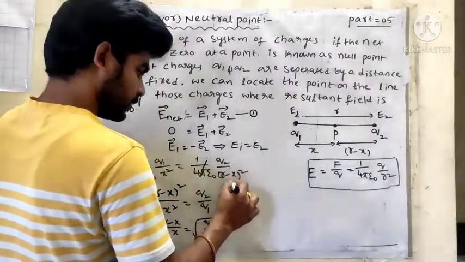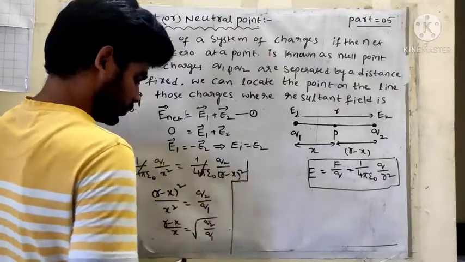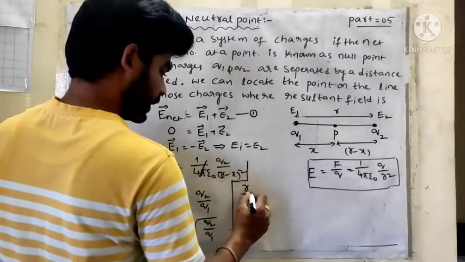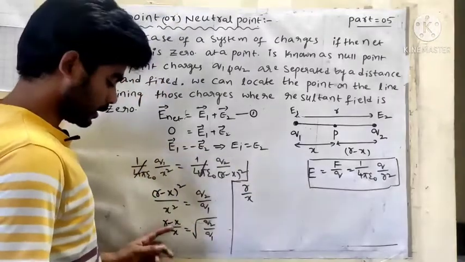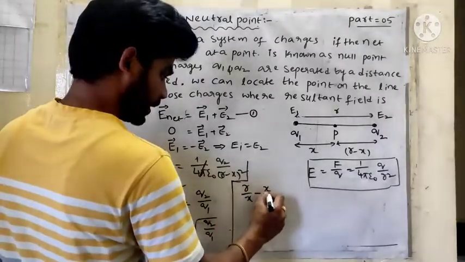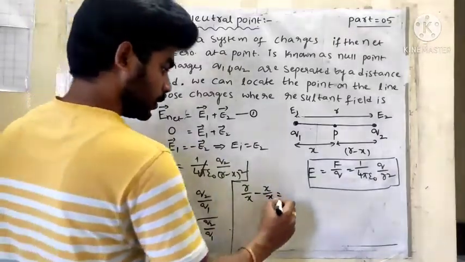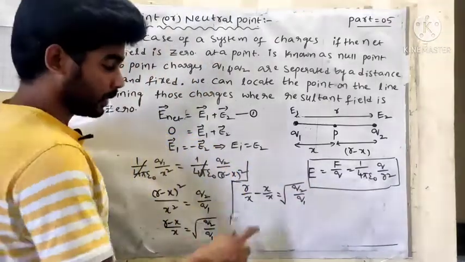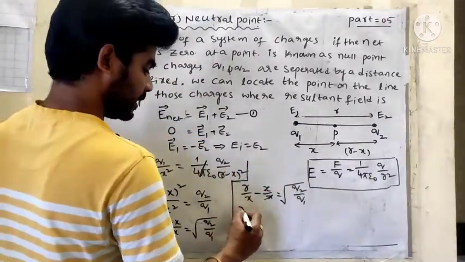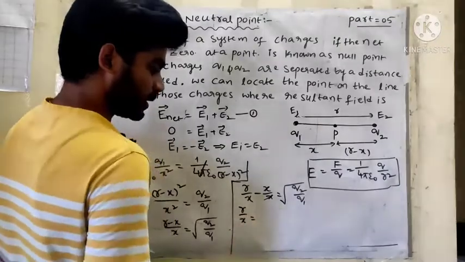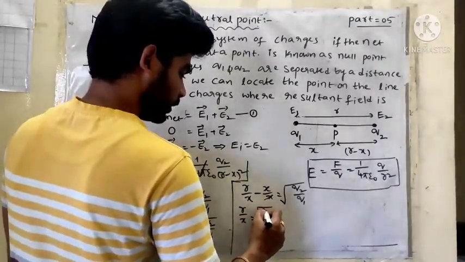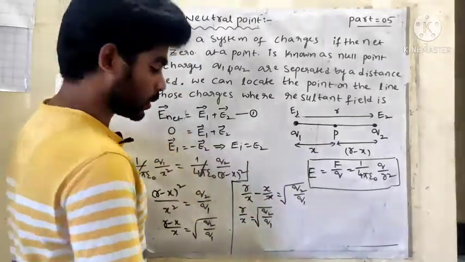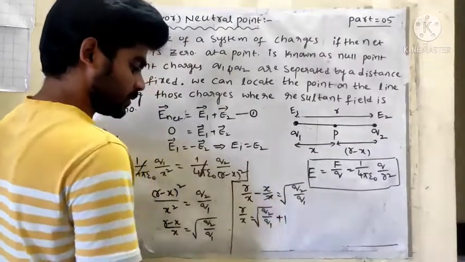Okay, and next one. So individually, r by x minus x by x is equal to root over q2 by q1. Okay, x by x gets cancelled, minus 1. r by x is equal to root over q2 by q1 minus 1. Shift 1 to the outside, so that becomes plus 1.